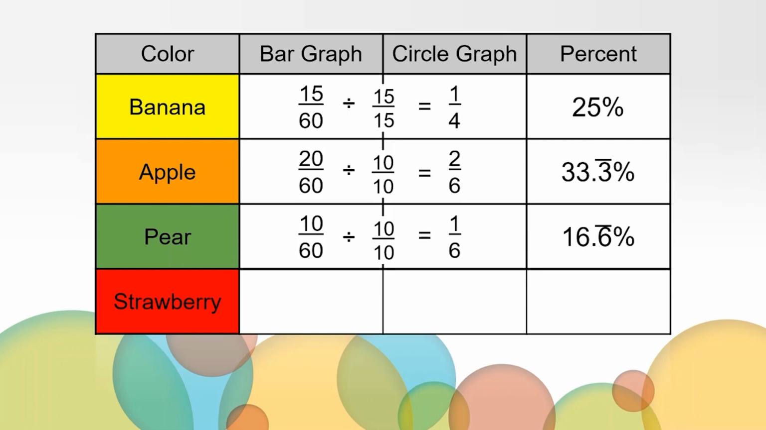We can also see that strawberry had the same number of votes as banana, so those values are equivalent. Finally, if we take a look at the totals from each column, we can see that they are all equivalent to one whole or 100%.